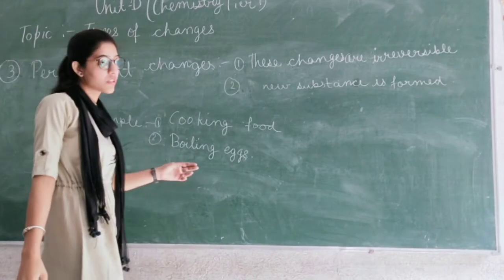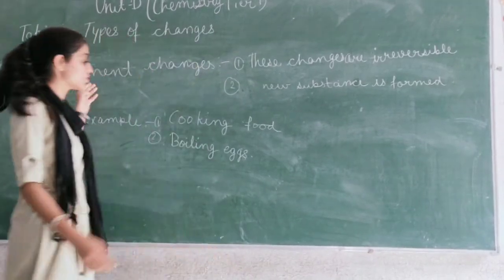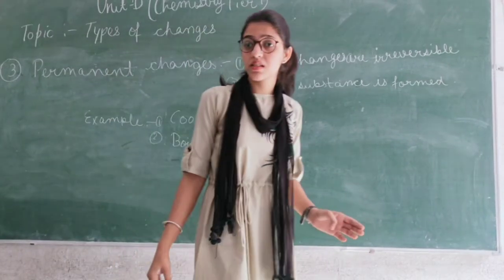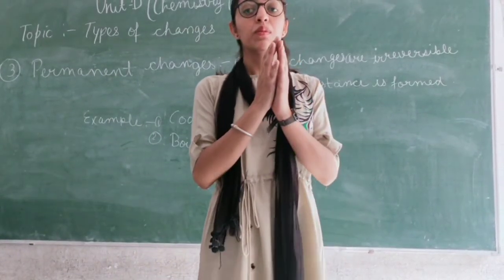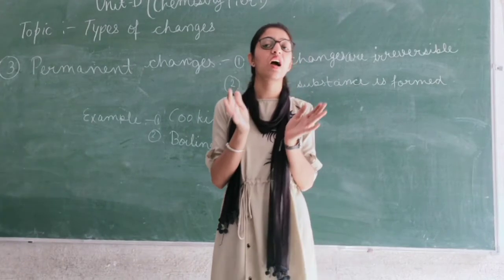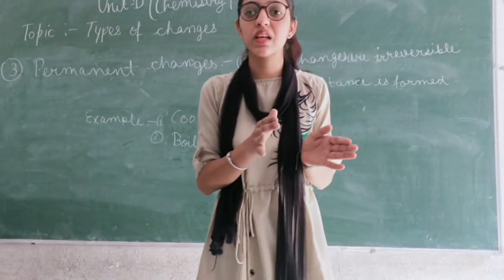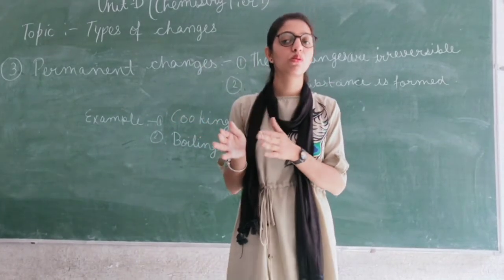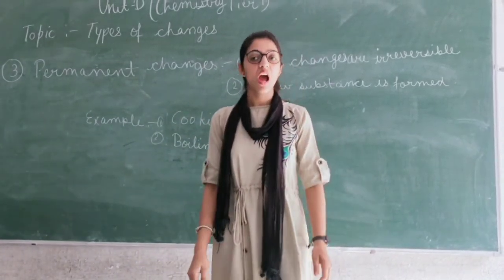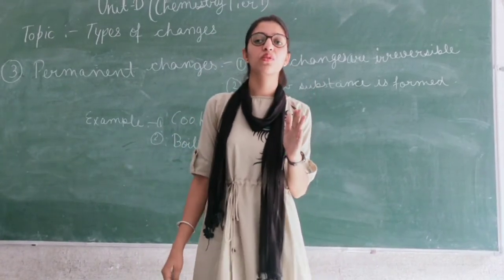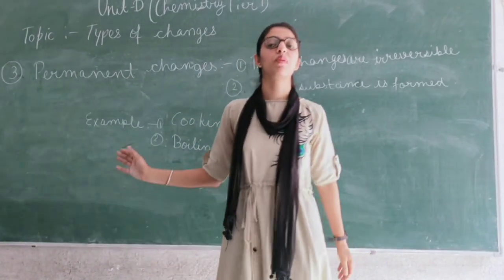And the next example of permanent change is boiling eggs. When we boil eggs, they harden and can't be changed into their original form. Therefore, we can say that this change is also an irreversible change, and a new substance is formed. Therefore, this is an example of permanent change.